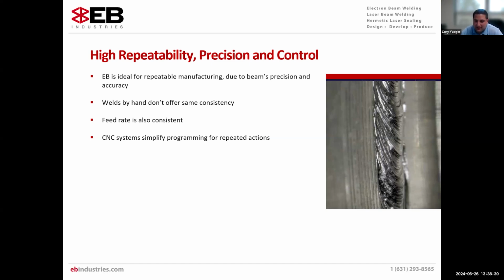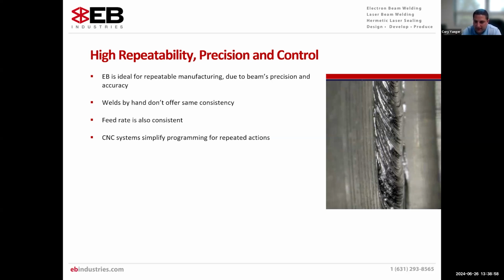Being that the process takes place in a vacuum, the process must be at least semi-automatic. The parameters and feed rate remain constant for the length of the job, with a much reduced possibility of human error. In addition, many facilities that provide EB welding services, such as EB Industries, are already equipped with CNC machines and make it straightforward to program repeated actions.